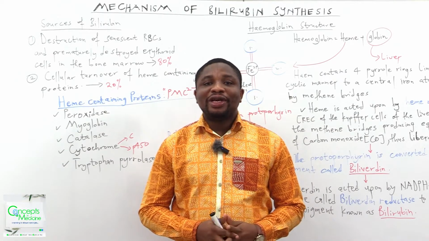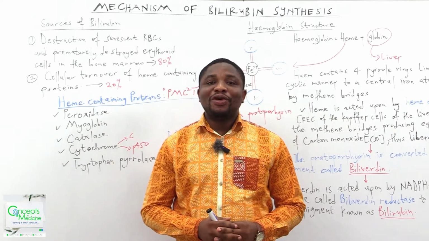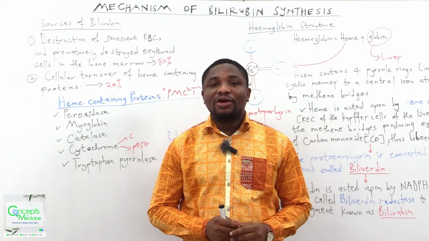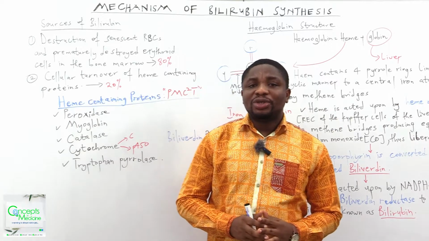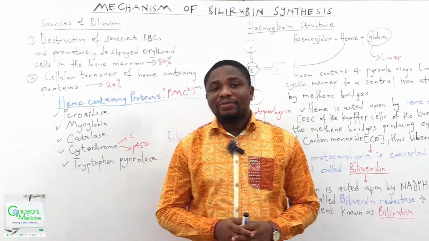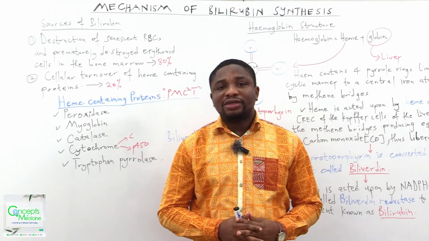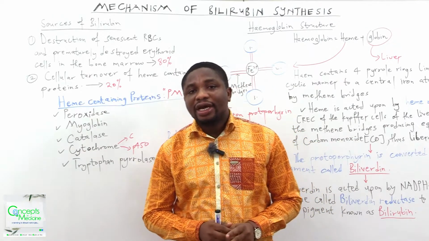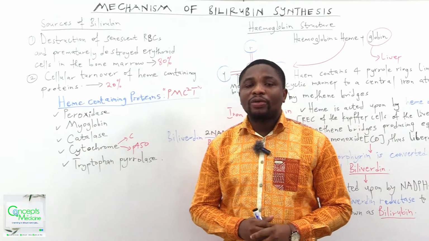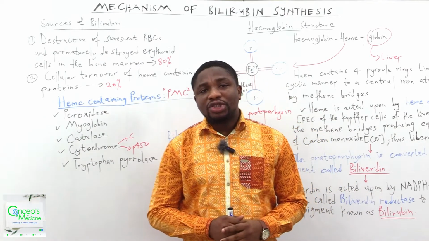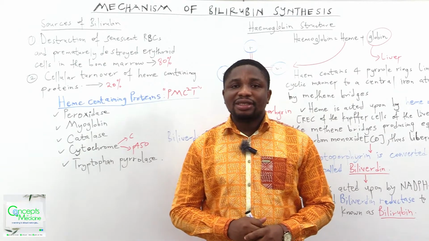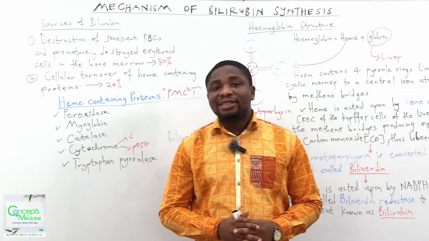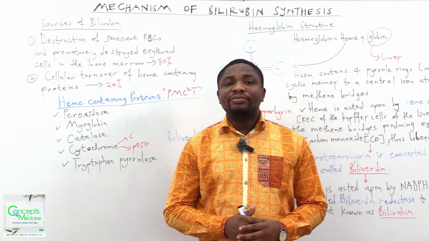In today's tutorial, we are going to be looking at the mechanism of bilirubin synthesis. Let's start off by looking at the sources of bilirubin. The main source of bilirubin is the destruction of senescent red blood cells and prematurely destroyed erythroid cells in the bone marrow, and that source constitutes about 80%. The remaining 20% comes from the cellular turnover of heme containing proteins.